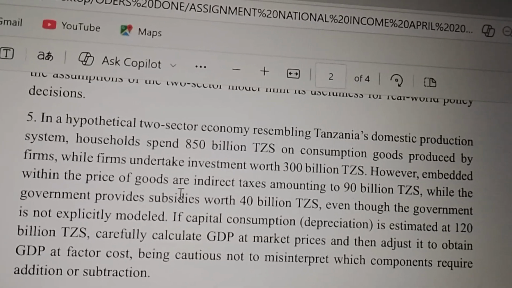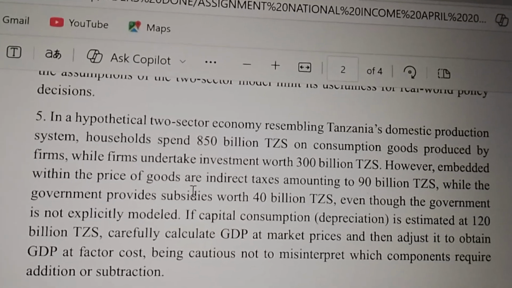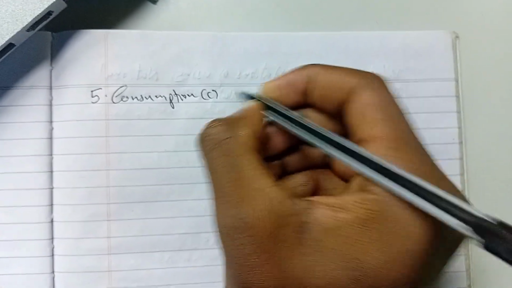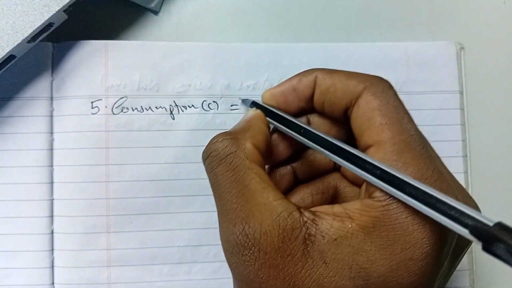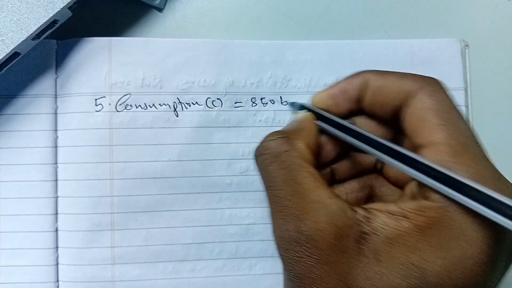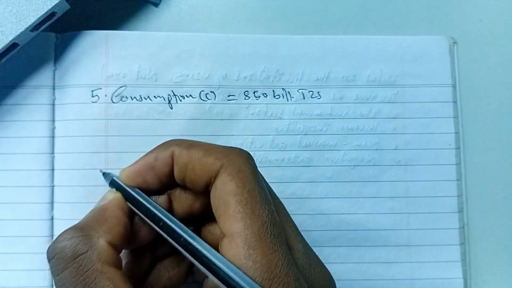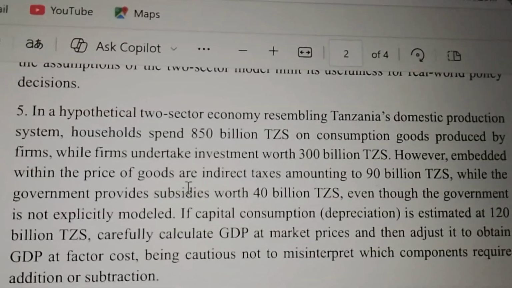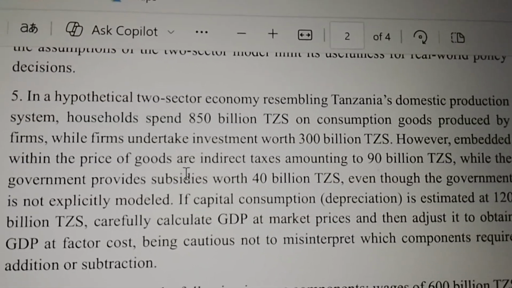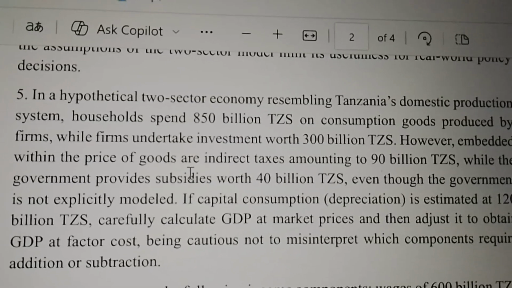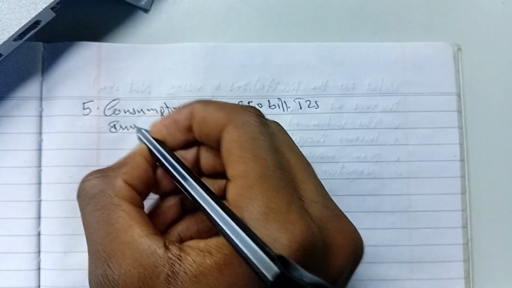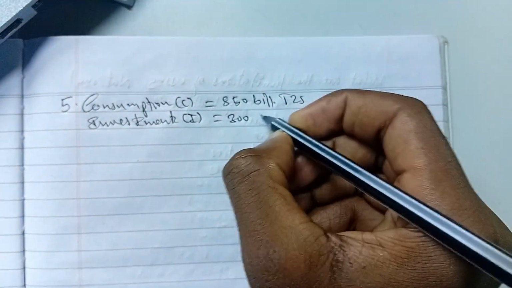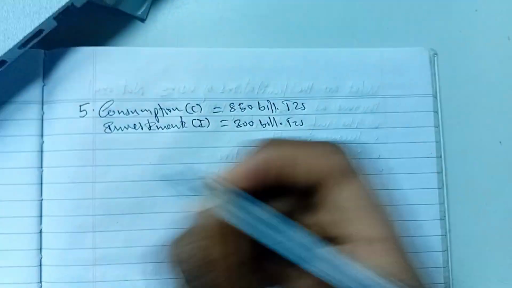So what you are given is consumption. So you write there consumption, which is stated as C, which equals 850 billion TZS. Also, we are given that firms undertake investment worth 300 billion Tanzania shillings. So investment, I equals 300 billion TZS.